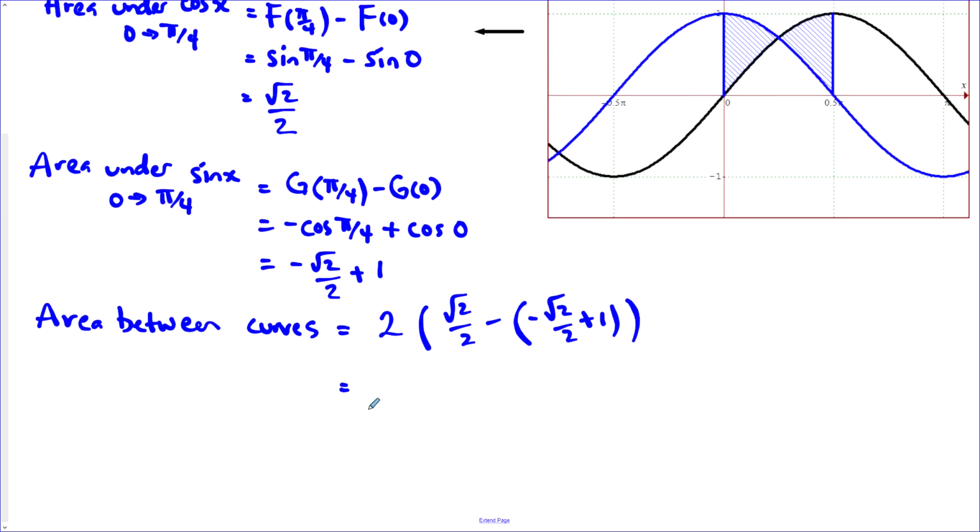And when we clean this up, we've got root 2 over 2 plus root 2 over 2, and that would be just a root 2. We've got a minus 1 here. And we can leave it like this, or we can distribute it in 2 root 2 minus 2 square units.